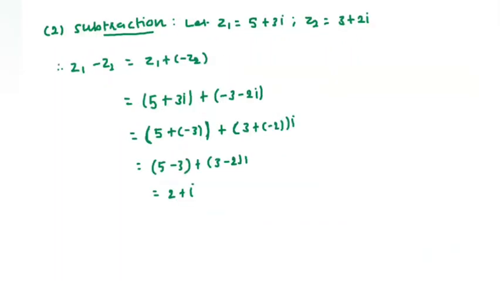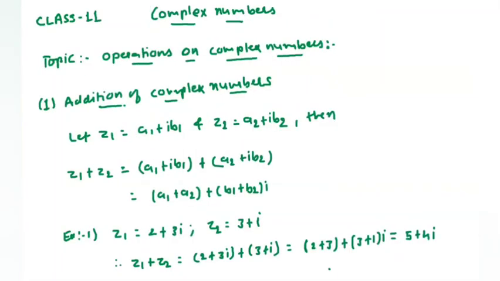Now let us go through the properties. Properties of addition, commutative. So we know what the commutative property is. Z1 plus Z2 is equal to Z2 plus Z1. Yes or no? So addition of two complex numbers is commutative.